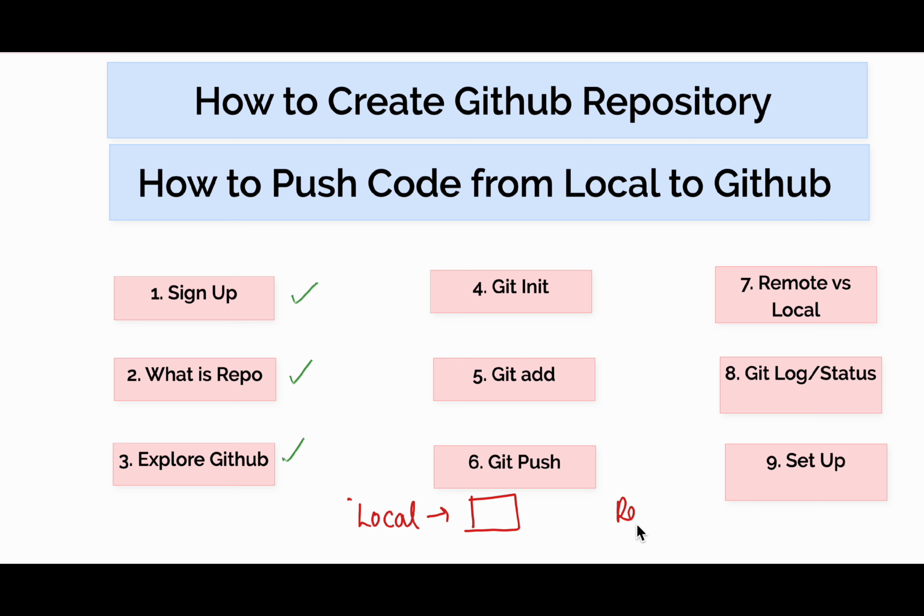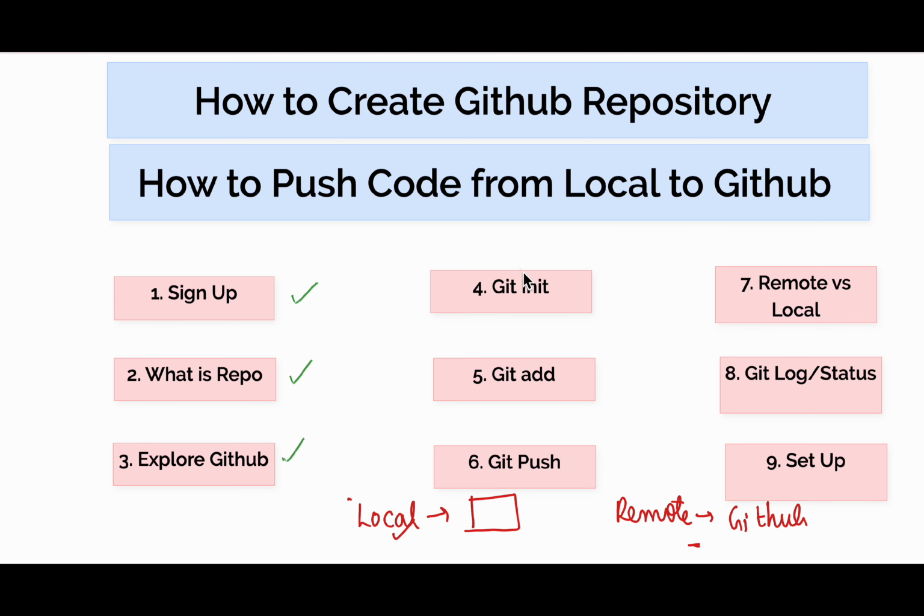And remote means something which is present at a remote location. That is a URL, that is a website. So remote means GitHub. Whenever I mention remote, it means GitHub, and whenever I say local, it means your computer. So when I say I have to push my code from local to GitHub, it means I have to push my code changes from my computer to the GitHub website. So this is what you need to understand.